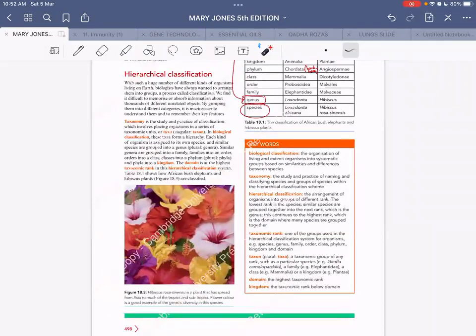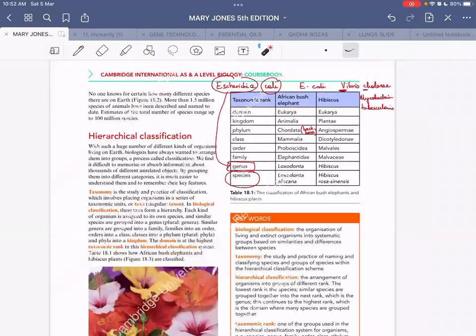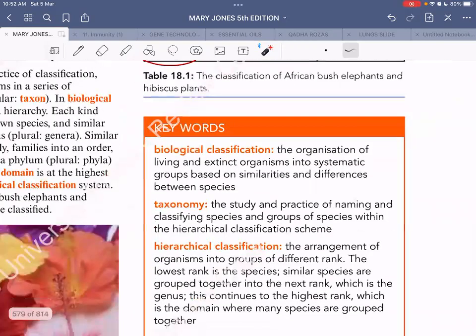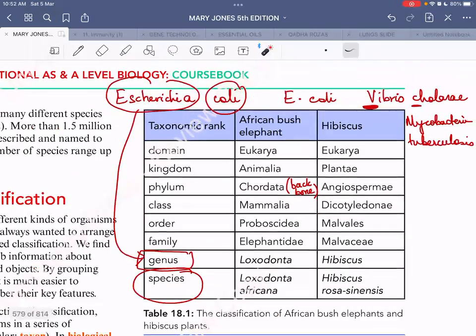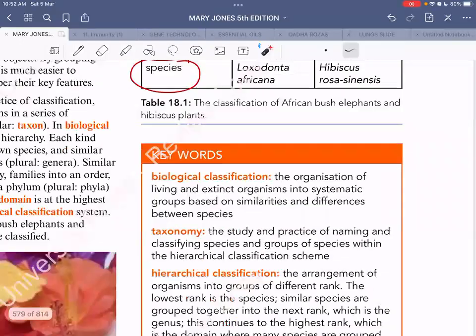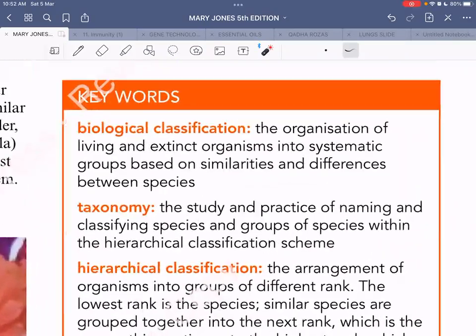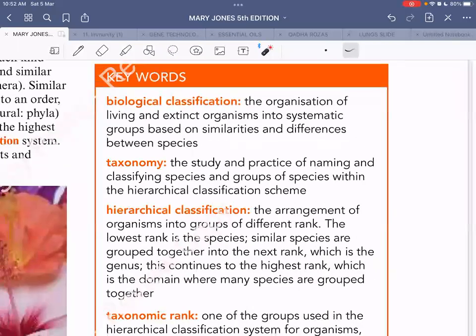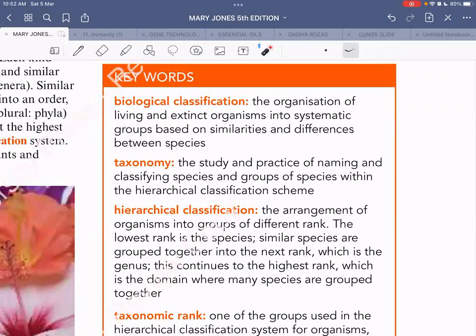Achha. What is expected from you? Number one, the sequence and the names of these hierarchical ranks in the correct order is expected from you. Number two, you need to know the definition of taxonomy. Taxonomy is a sub-branch of biology which deals with the study and the practice of naming and classifying species and groups of species within the hierarchical classification scheme. और इसकी भी definition पता होनी चाहिए कि what do you mean by a hierarchical classification? ये मैं नहीं पढ़ रही, आप लोग खुद से पढ़ लेना.